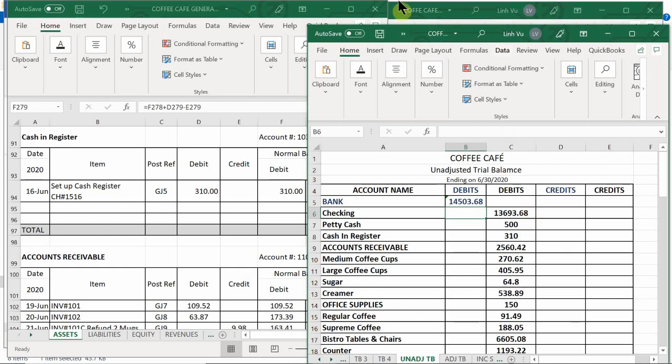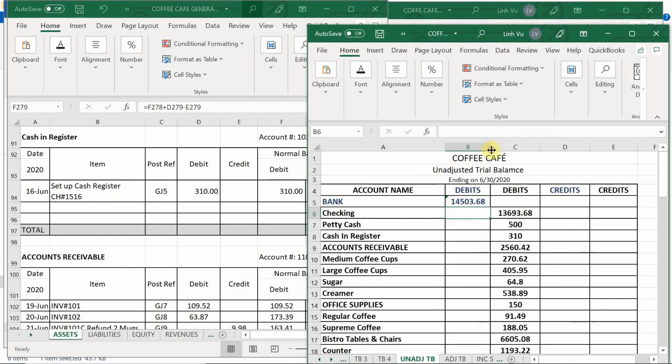So in this case right here, my total bank account is going to equal $14,503.68 because I added them all up together. Okay? And that's what I want to do instead of having to.